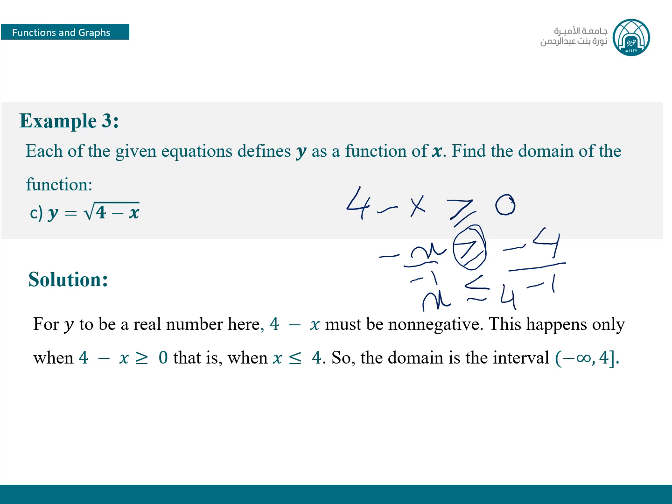Now, how can we write this as an interval? It will start with minus infinity, and 4 will be closed because it is less than or equal, because we have equal here, so the 4 will be closed.